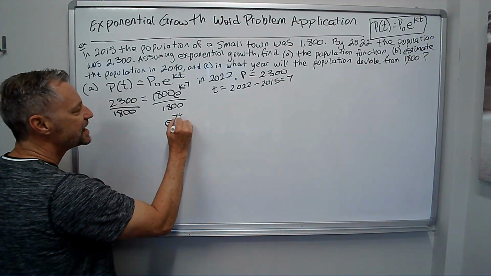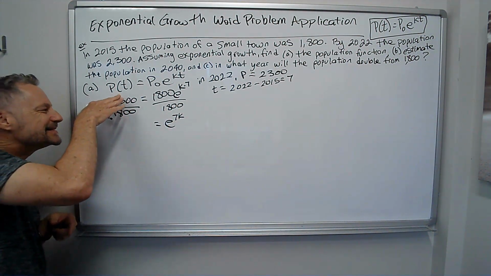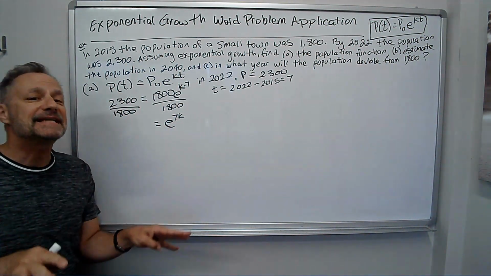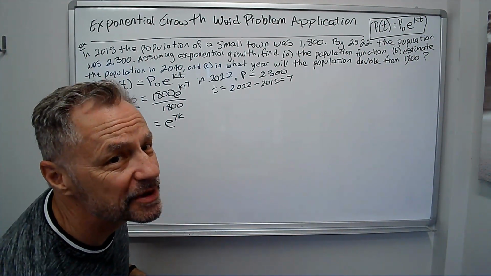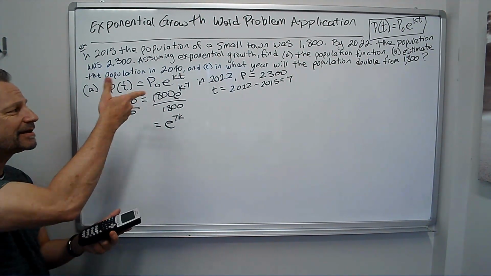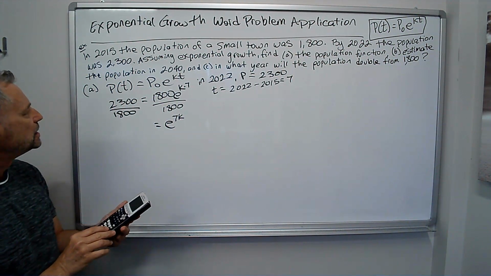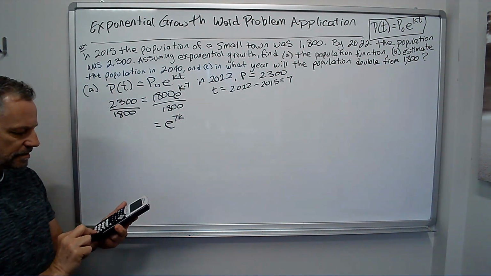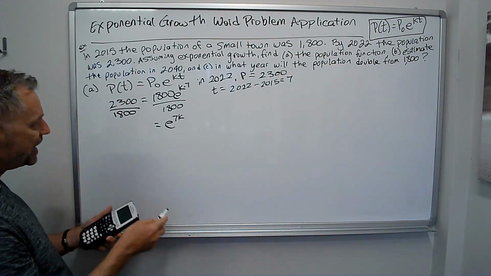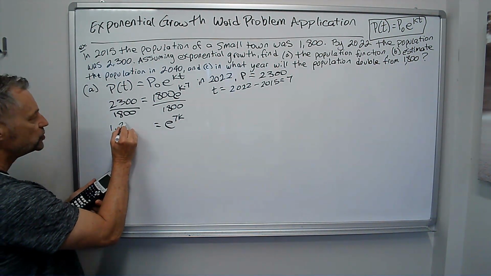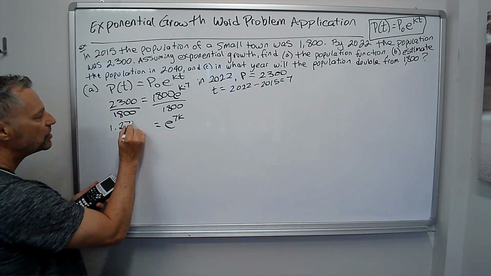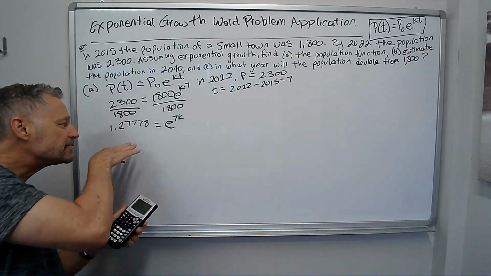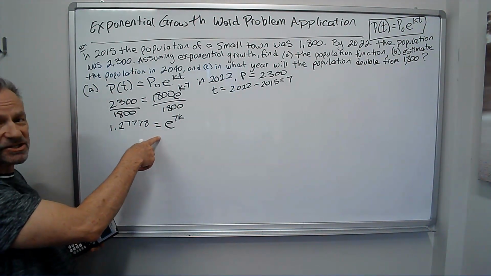e to the 7k. Now, I'm going to put this into my calculator. I'm going to write an approximate number up, but I'm going to leave the entire number in my calculator because I don't want that to be a rounded number yet. I don't want to round until I get to k. So I get 2,300 divided by 1,800, and it's about 1.27778, it's actually 7 repeating. But again, I'm leaving that whole thing in my calculator. I'm not rounding it in my calculator. I need to solve this.